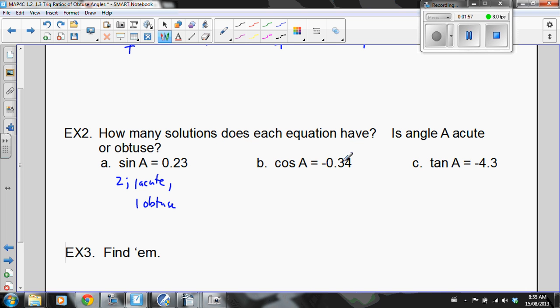Cos of A equals negative 0.34. Remember, when the cos is negative, then there's only going to be one solution, and it's obtuse, right? Because when the cos is negative, the answer is obtuse. Same thing for tan. So this one's only got one solution, and it's obtuse.